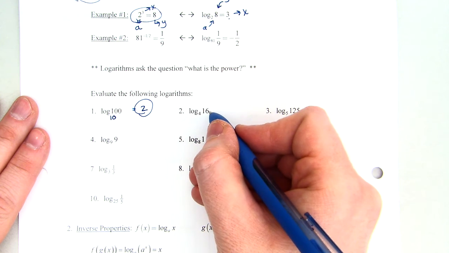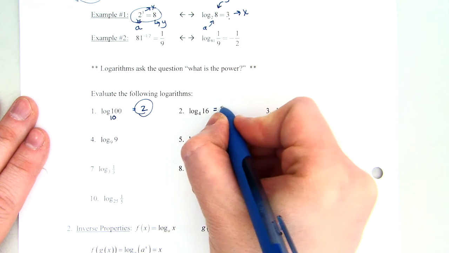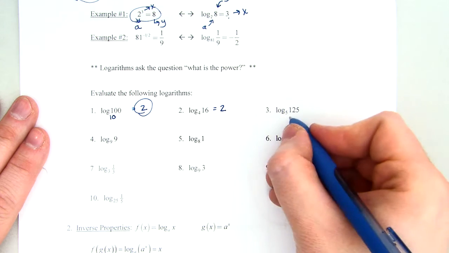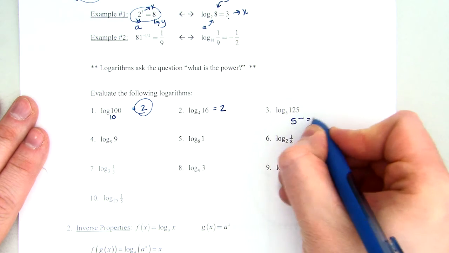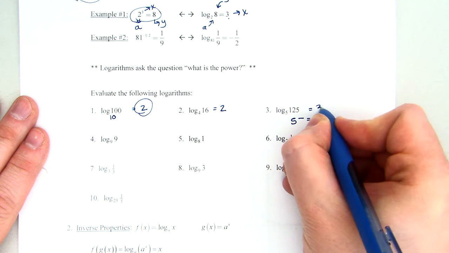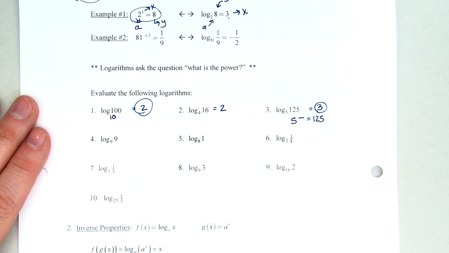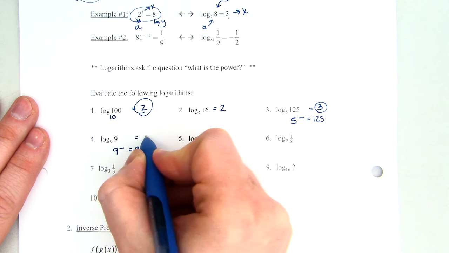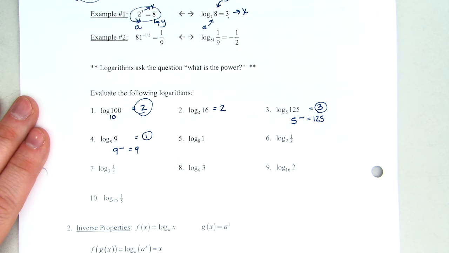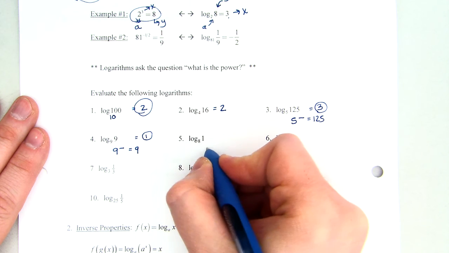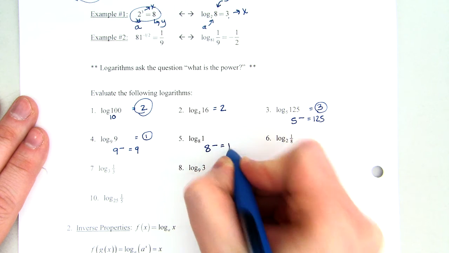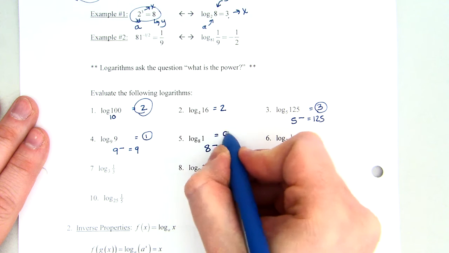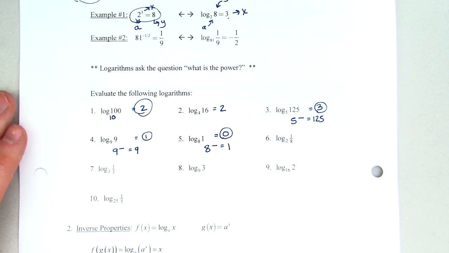Log base 4 of 16. 4 to what power gives us 16? 2. Log base 5 of 125. 5 raised to what power gives us 125? 3. Log base 9 of 9. 9 raised to what power gives us 9? 1. Log base 8 of 1 is 8 raised to what power gives us 1? Well, we know that anything raised to the 0 gives us 1, so the answer is 0.